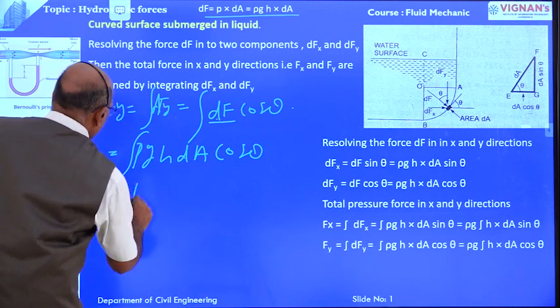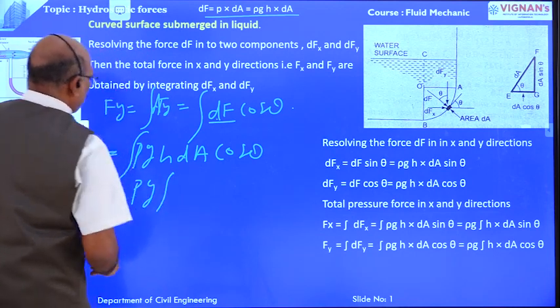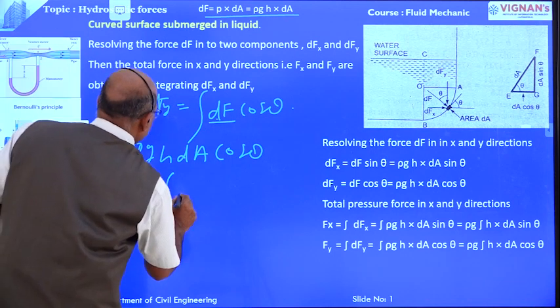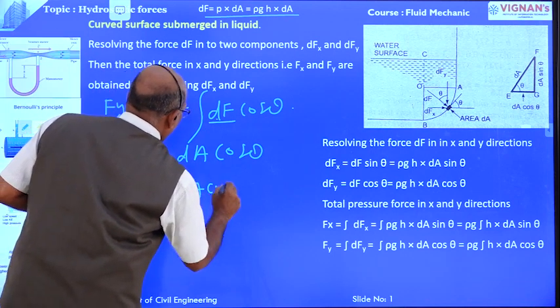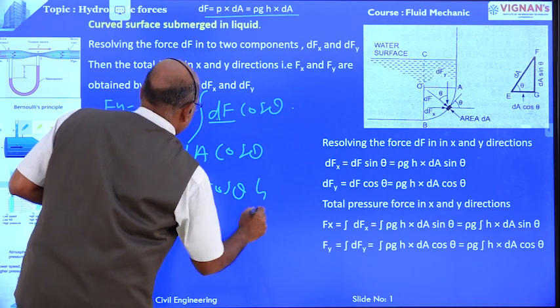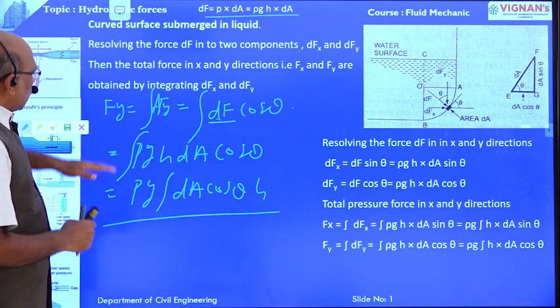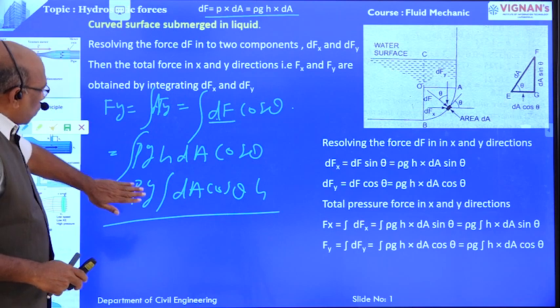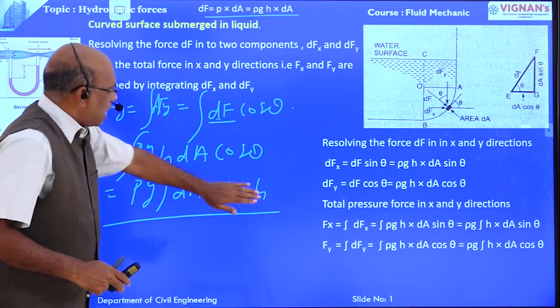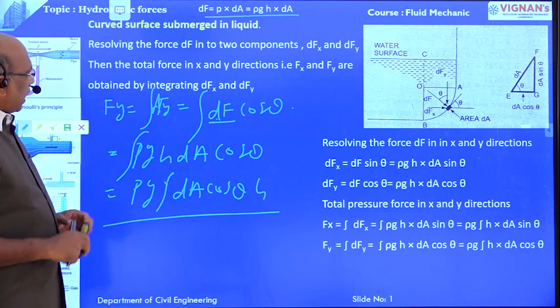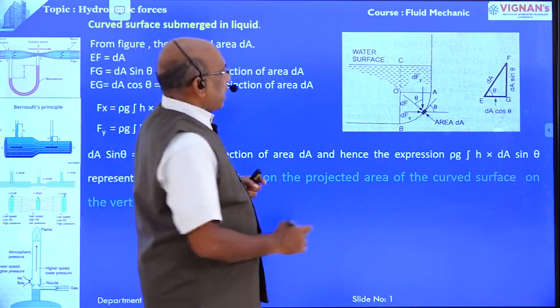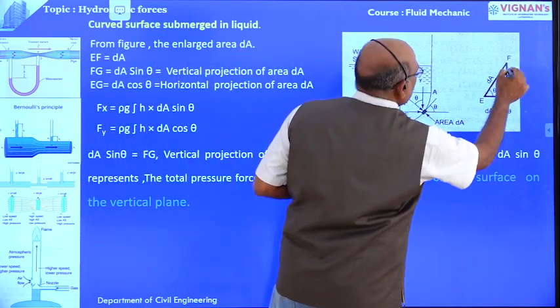Now here also we are going to take rho g out from the integral. Therefore this is dA cos theta into h. This is the equation. The total pressure force in the y direction is equal to rho g integral dA cos theta h. Okay. Right. From this figure, this is one small strip here.